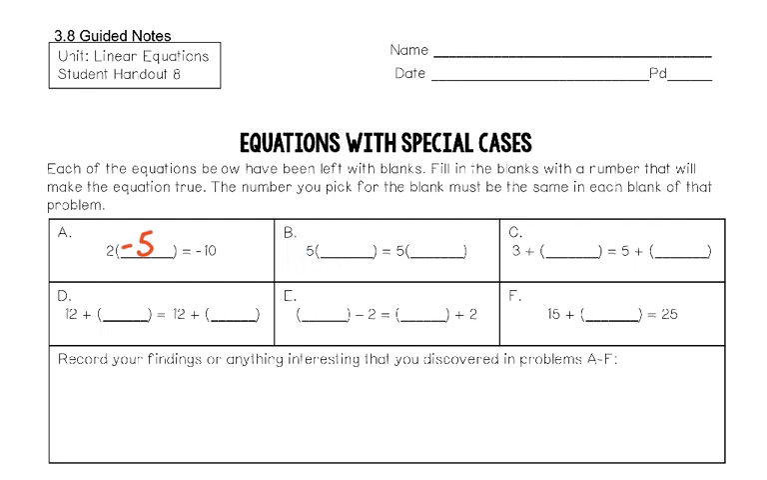However, let's look at B. What number times 5 equals another number times 5? Well, let's just start trying some numbers out. What if I put in a positive 1? 1 times 5 is 5, and 1 times 5 is 5. 5 equals 5, so 1 could go in the blank. Another number that could go in the blank is 2. 2 times 5 is 10, and 2 times 5 is 10.